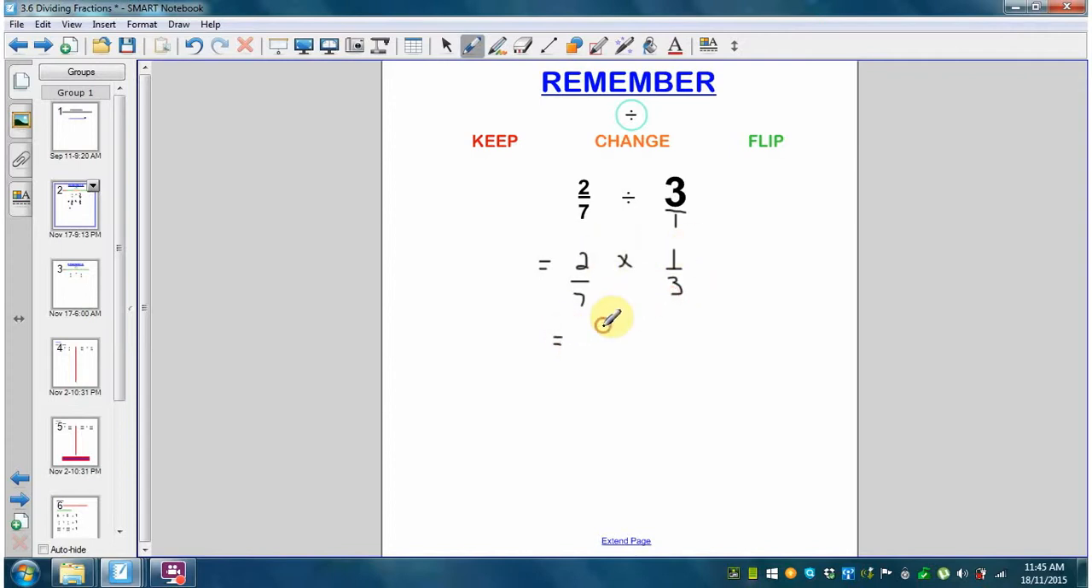Top times top is 2. Bottom times bottom is 7 times 3 is 21. And we're done. And this is actually as simplified as that can go. Okay. No need to write that down. Just follow along. We're going to move on to the next one now. If you had any trouble with this last day, please let me know so we can go over the details of it and make sure you're straight away before we move on.